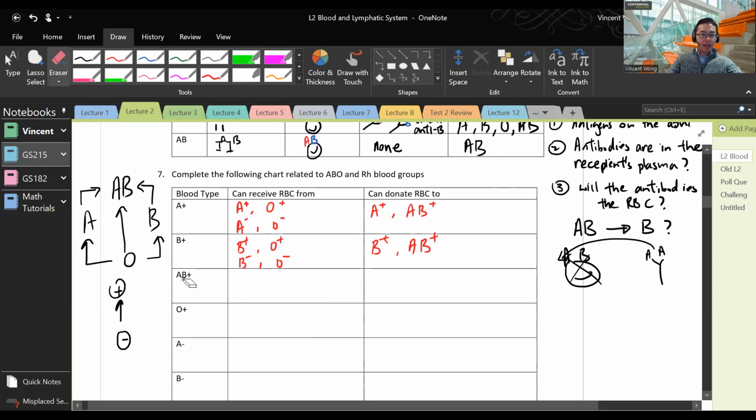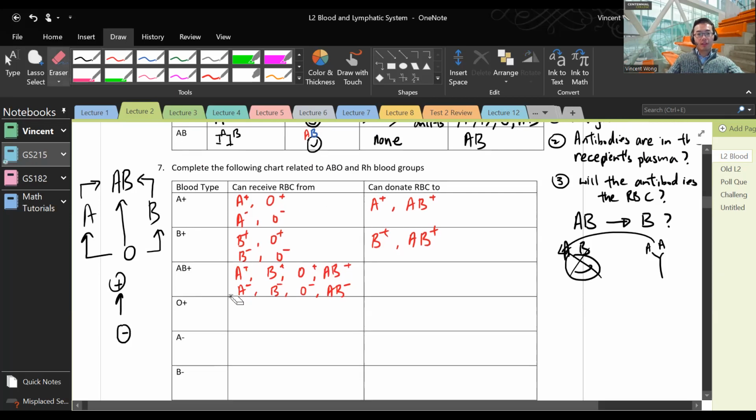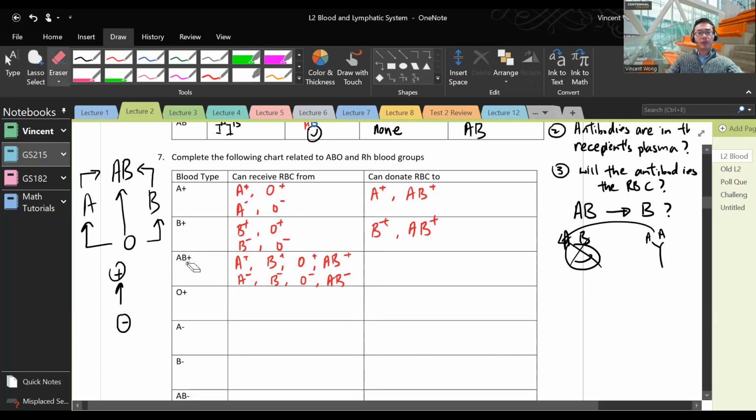What about AB positive? Who can you receive from if you're AB positive? Well, if you're AB, you can receive from all the people in the ABO blood group. So from A, from B, from O, from AB. And if you're positive, you can receive from positive people as well as negative people. So if you're AB positive, when it comes to red cell transfusion, you've hit the jackpot. You have a much larger pool for selection compared to the others. And who can you give it to? AB positive can only give to other AB positive.